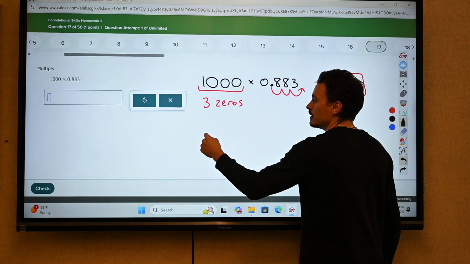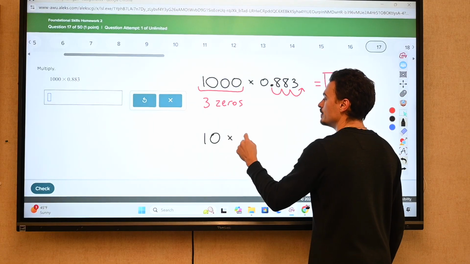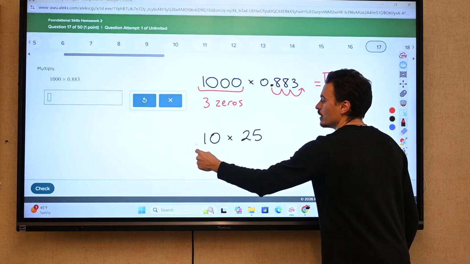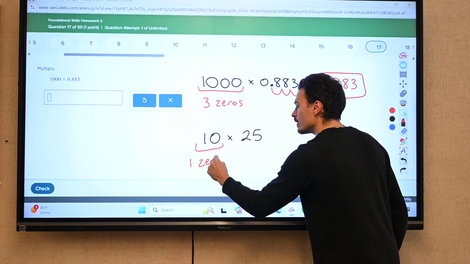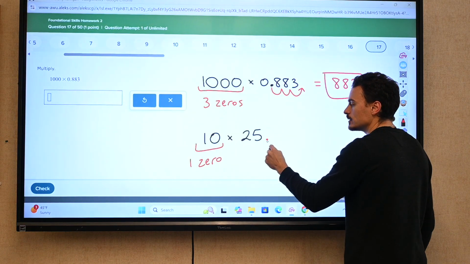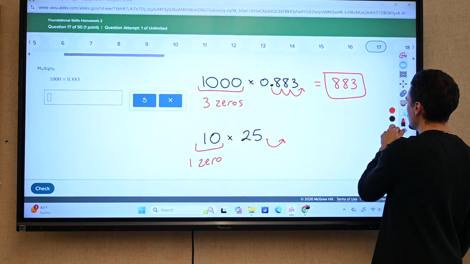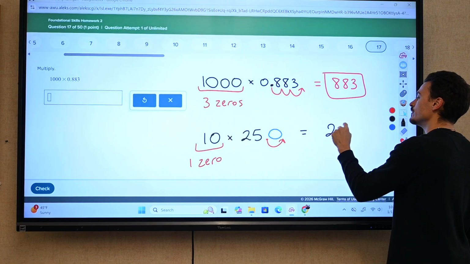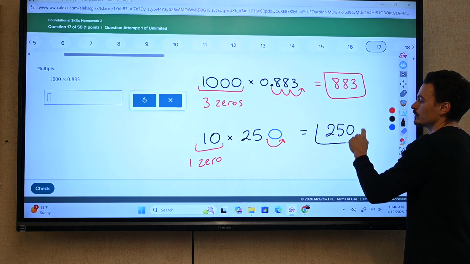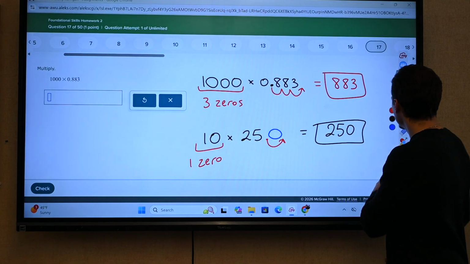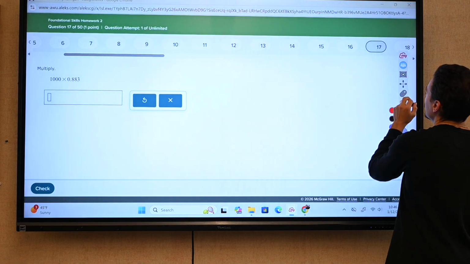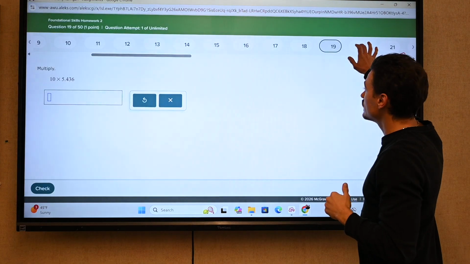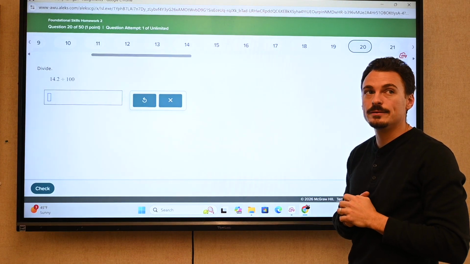Right? I could do one more example. Like if you had 10 times 25, you're going to want to do 1 0, which moves the decimal place over 1. If you have an empty space, a 0 belongs there. Okay, so this would equal 250.